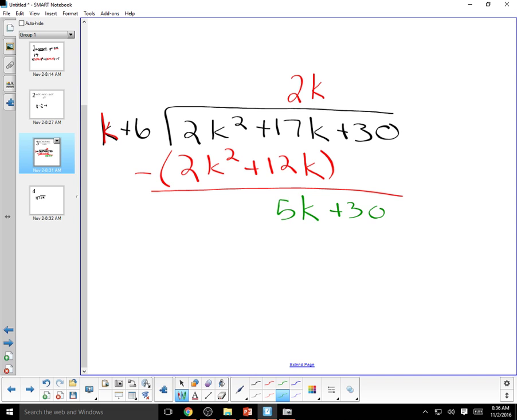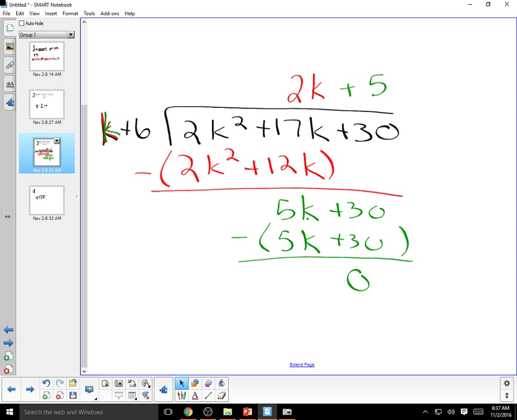So what is 5k divided by k? 5. What's 5 times k? 5k. What's 5 times 6? 30. What do we do with this value? We subtract it. What's 5k minus 5k? 30 minus 30? That means we have no remainder. There's our quotient at the top.